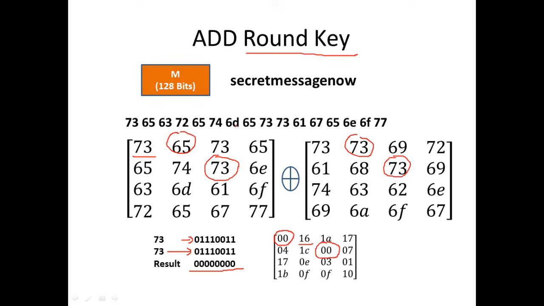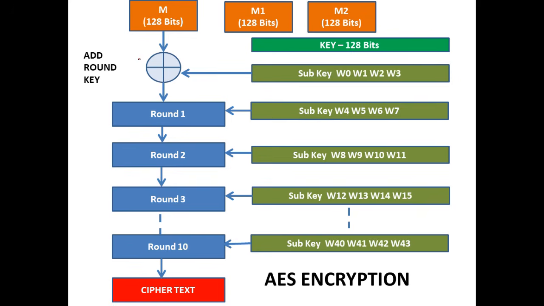Take the message, convert that to a 4 by 4 matrix. Take the key, convert that to a 4 by 4 matrix having all bytes. Perform an XOR, you get the output. This is called a state array. So now we are here. We have finished key expansion. We have finished converting our message to a state array, and we have performed this XOR operation, and the output is a state array.